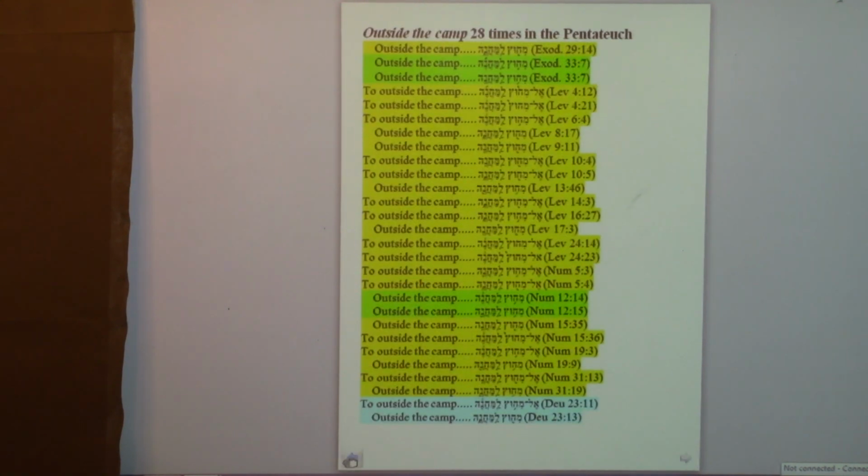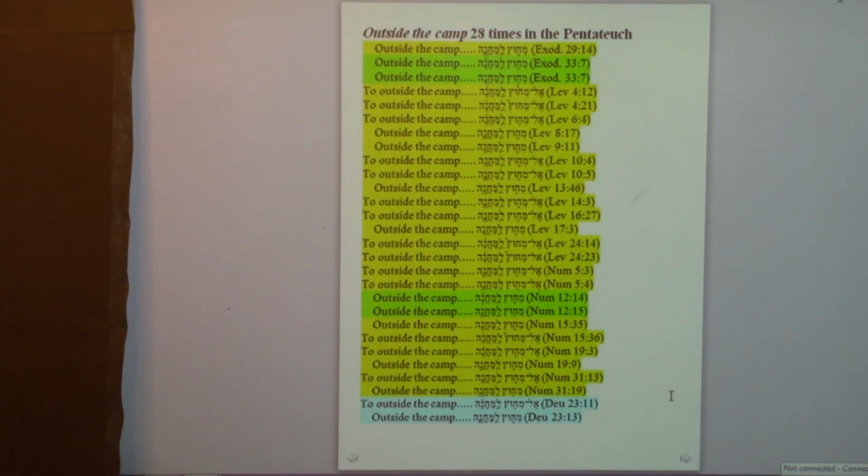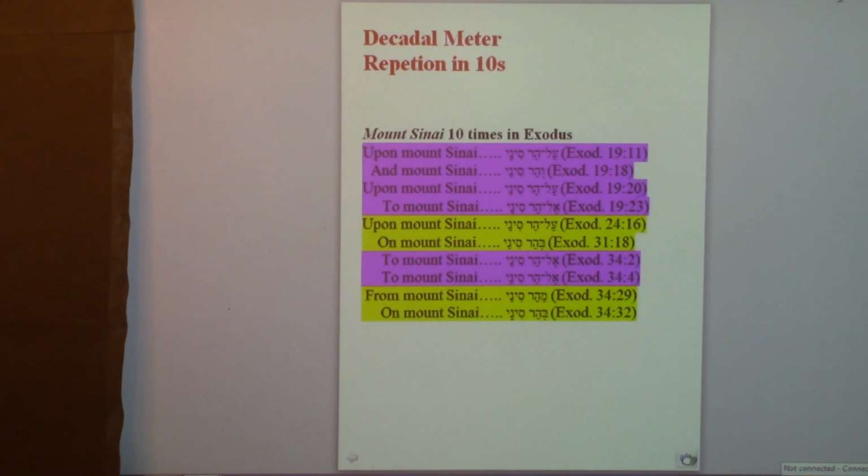I'm going to back up on that one again. I found this one particularly interesting because it's an image of God, the glory of the Lord, as he is presented in the Pentateuch exactly 14 times as how we're supposed to think about him. Outside the camp, that means outside the camp of Israel there in the Sinai desert, there we have this spread, priestly code, and the Elohists and other at the bottom, all contributing to 28 times. Quadruple heptadic meter.